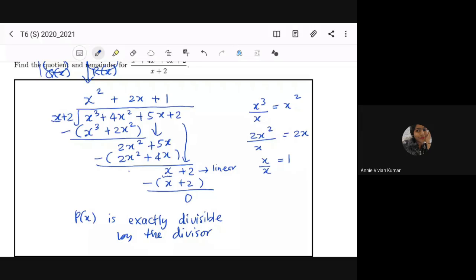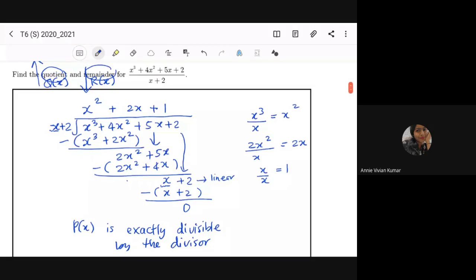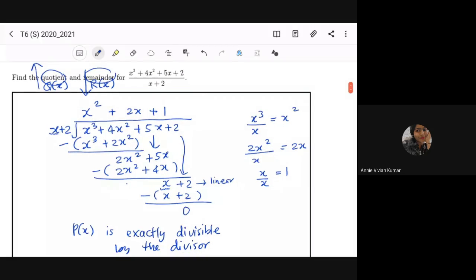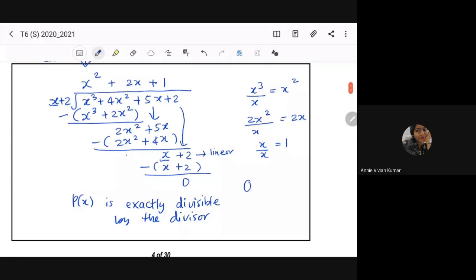Okay. So back to the question. Find quotient and remainder. So quotient will be on the top: x squared plus 2x plus 1. Remainder bawah sekali ni equals 0. Okay, we have finished example number 4.